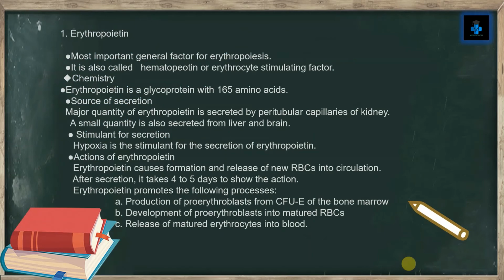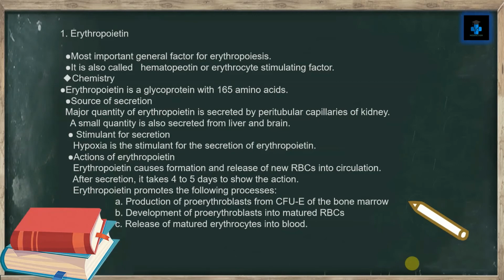Erythropoietin. It is the most important general factor for erythropoiesis. It is also called hematopoietin or erythrocyte stimulating factor. Chemistry: erythropoietin is a glycoprotein with 165 amino acids. Source of secretion: a major quantity of erythropoietin is secreted by the peritubular capillaries of the kidney. A small quantity is also secreted from the brain as well as the liver. Stimulant for secretion: hypoxia, or decreased availability of oxygen, is the stimulant for the secretion of erythropoietin.